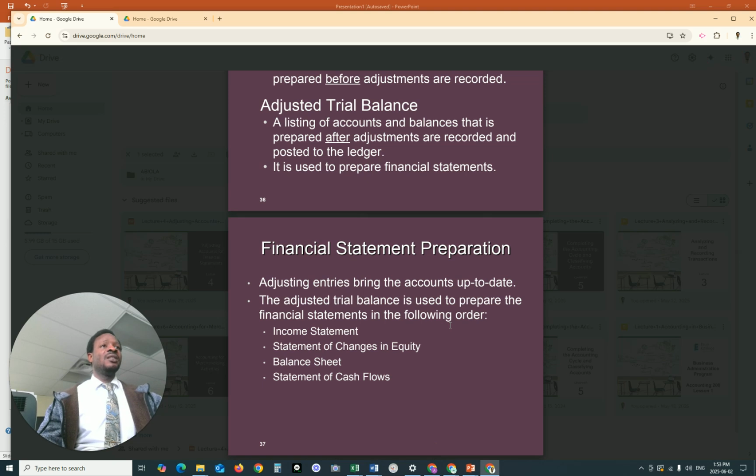So, financial statements. Adjusting entries bring the accounts up to date. The adjusted trial balance is used to prepare the financial statements in the following order. First, the income statement, then statement of changes in equity, the balance sheet, and statement of cash flows. For reference, you may look up the financial statements that have been recorded also as one of the episodes in this channel. We talked about the statement of changes in equity, income statement, balance sheet, and statement of cash flow.